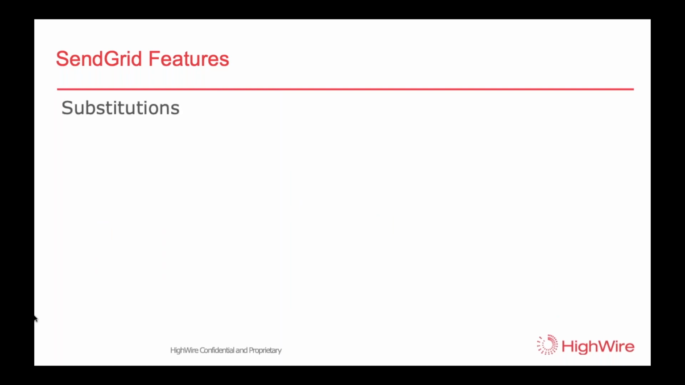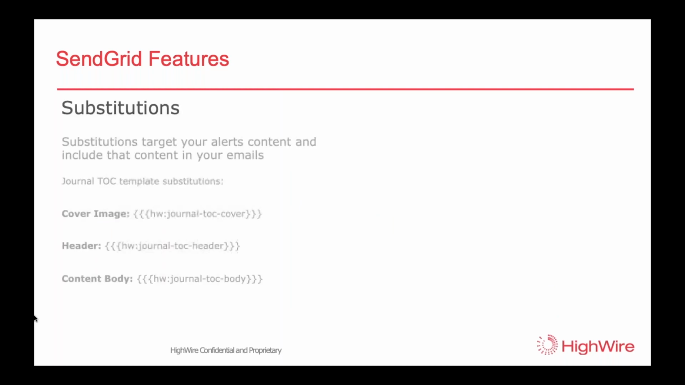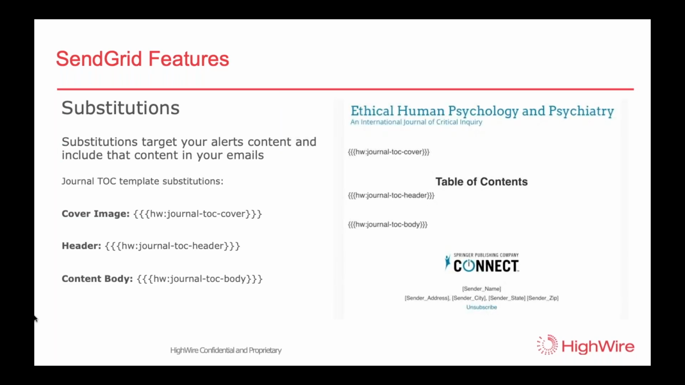In our SendGrid integration, we insert the relevant content into alerts through substitutions. For example, in a journal table of contents alert, we have 3 different substitutions: the TOC cover for the cover image, the TOC header for the alert date, volume, and issue number of the TOC, and the TOC body for the article title, citations, and section headers. And here you can see how the substitutions would look in the SendGrid template.